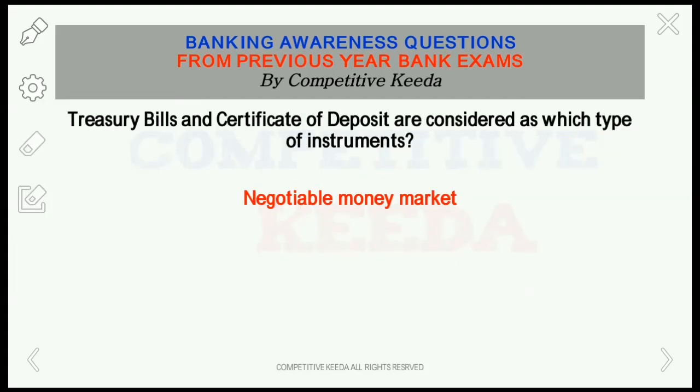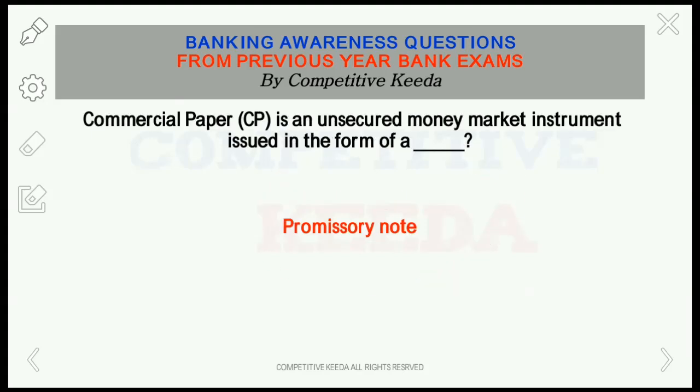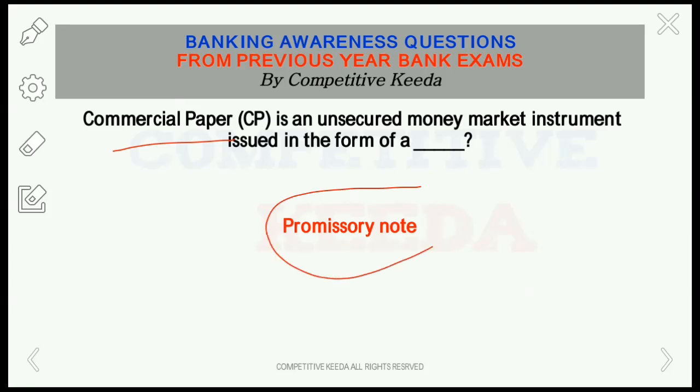So next question, Treasury Bills and Certificates of Deposit are considered as which type of instrument? These are considered as negotiable money market instruments. So the next question, commercial paper is an unsecured money market instrument issued in the form of what? Commercial papers are generally issued in the form of promissory notes.